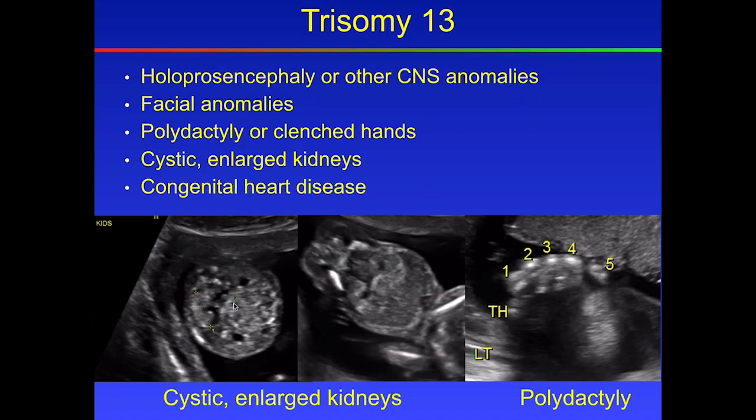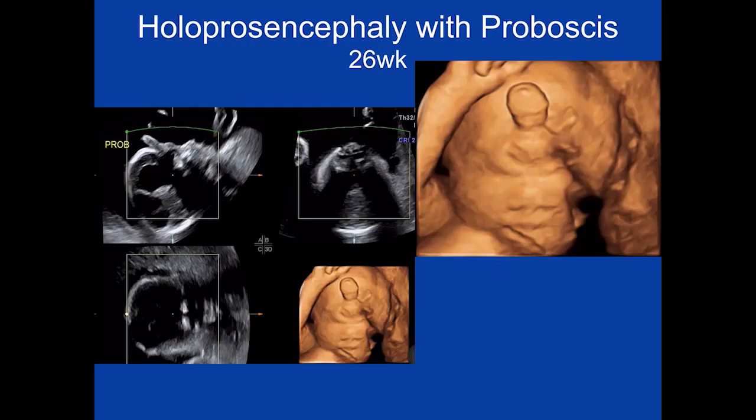Not only those abnormalities go with trisomy 13, but I already mentioned that you can have these cystic kidneys that can look large and echogenic like there or like here. Sometimes you'll see the cysts, sometimes you won't. Here's the polydactyly with the thumb and 5 digits. And they can also have congenital heart disease, like most chromosomal abnormalities.